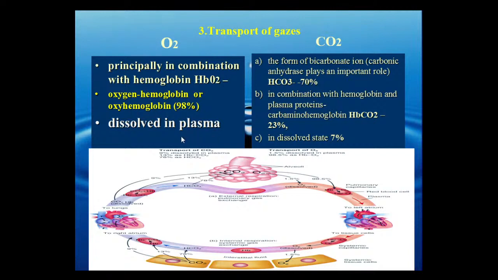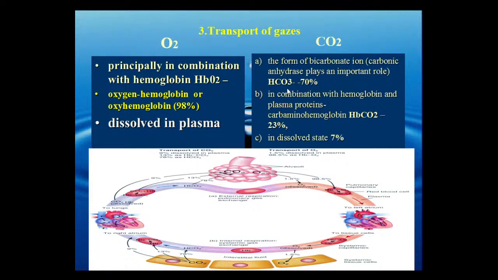And in lungs, in capillaries of lungs, the quantity of oxyhemoglobin is 98%. Only 2% of hemoglobin is not associated with oxygen. And the last part of oxygen can be dissolved in plasma and transported in such dissolved states.